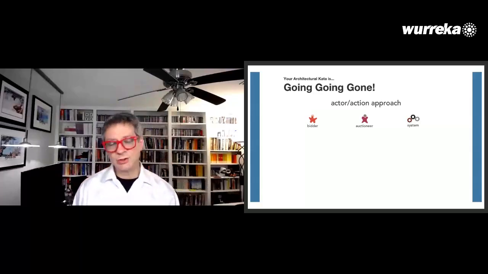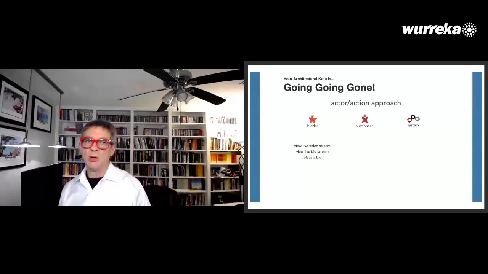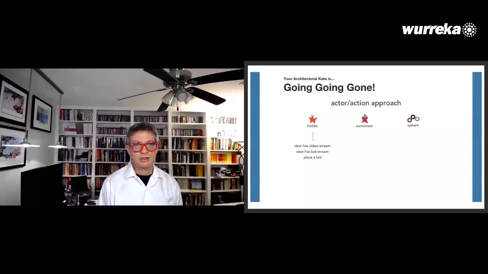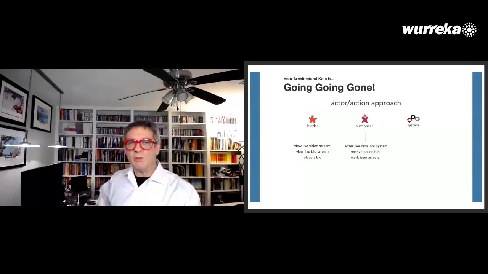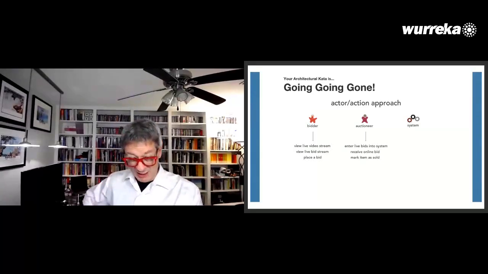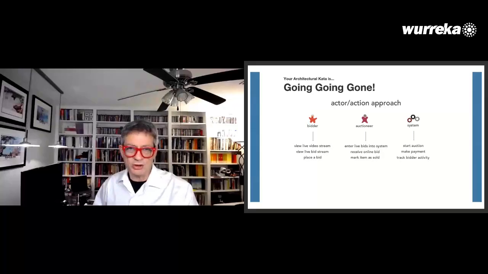So let's look at actors and actions, and here we have three primary actors. We have bidders, who view the live video stream and the bid stream, and then place bids. We have the auctioneer, who enters live bids into the system, probably through a proxy, some sort of secretary or scribe as part of the auction, receives bids online, and marks items as sold, and also interacts with the live audience there. And the system is the thing that is the glue that does all the work, starts an auction.